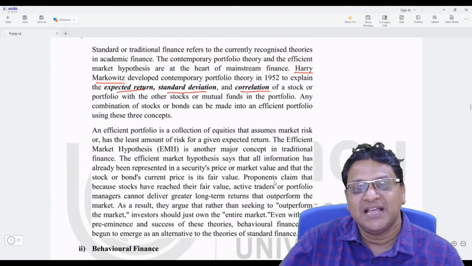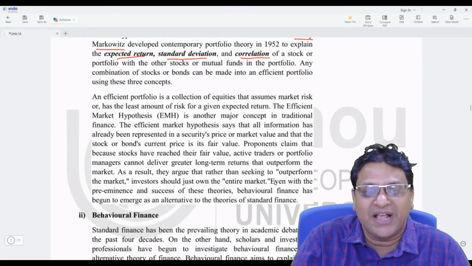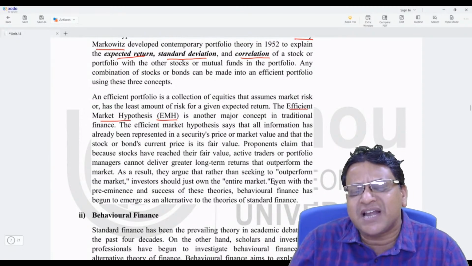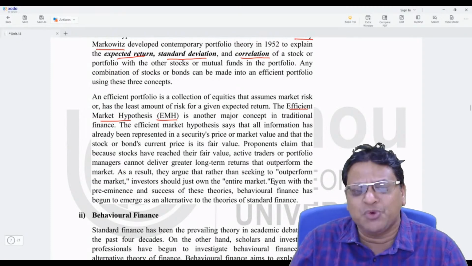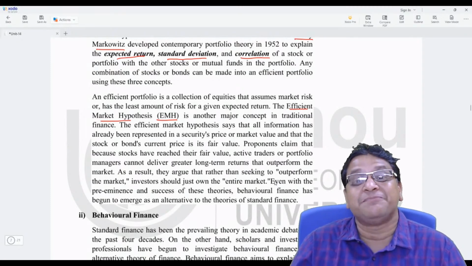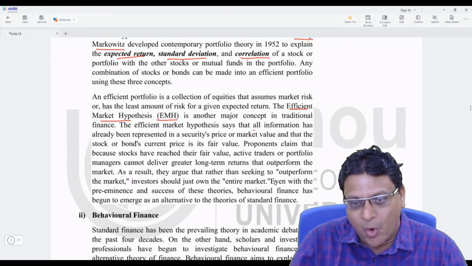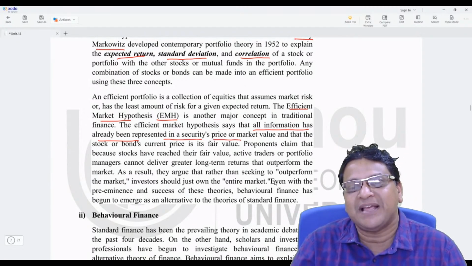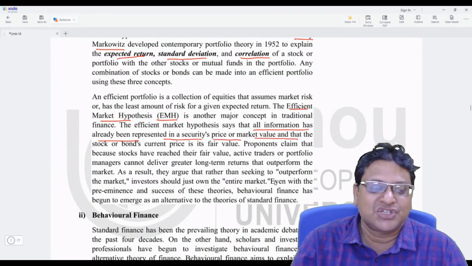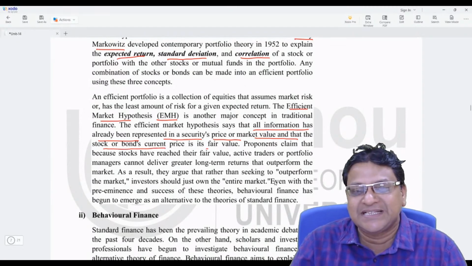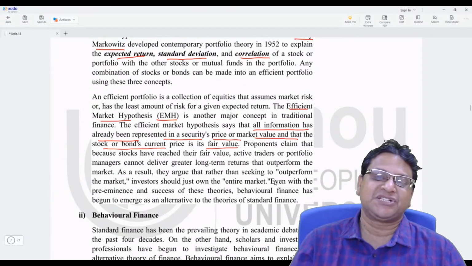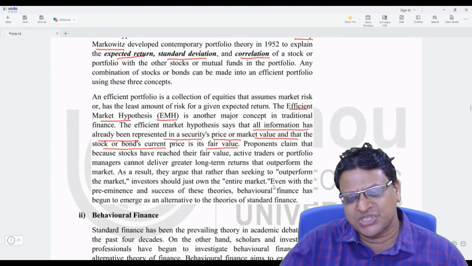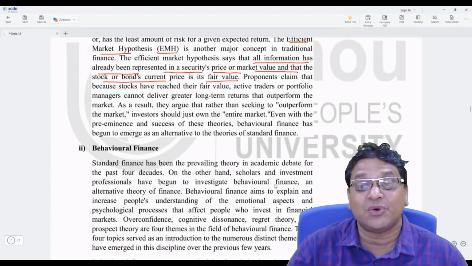Standard finance is based upon a concept known as EMH, the efficient market hypothesis. What does traditional finance assume? They assume that markets are efficient. What does it mean? It means all information has already been represented in a security's price or market value. A stock or bond's current price is its fair value. That means all securities are fairly priced. No security is overpriced and no security is underpriced.